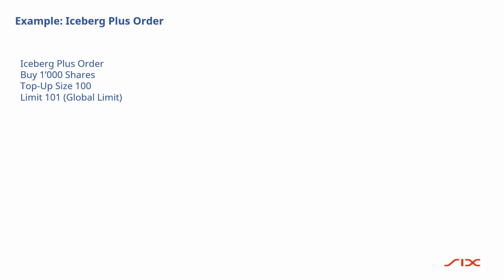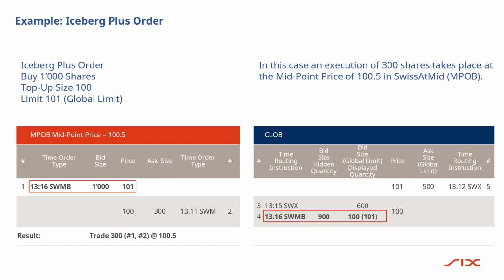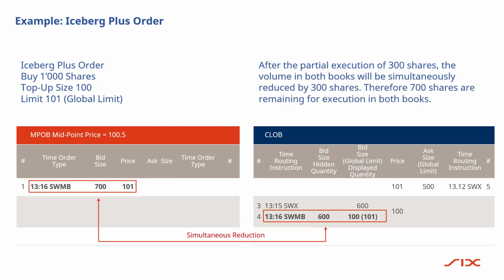Now, let's have a look at an example of an Iceberg Plus order, which is a variation of the Limit Plus order. As mentioned, with the Iceberg Plus order, the full order size is available for execution in SwissAtMid. In this scenario, an execution of 300 shares takes place at the midpoint price of 100.5 in SwissAtMid. After the partial execution of 300 shares, the volume in both books will be simultaneously reduced by 300. Therefore, 700 shares are remaining for execution in both books.